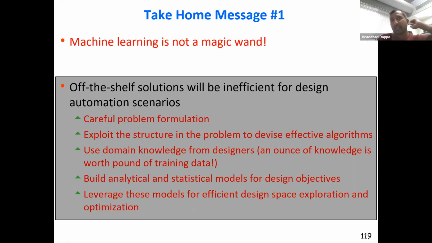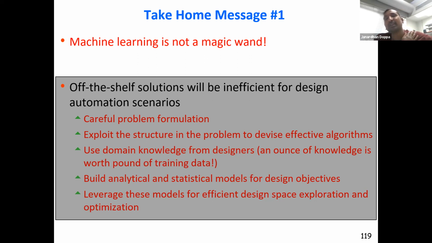So with that, we are probably close to the end of the educational tutorial. The first take-home message I would give is that machine learning is not a magic wand. If you think that machine learning is magic, that you just tell it the design optimization problem and it will solve it, that's not going to happen. There is still quite a bit of gap in terms of the automation tools before machine learning can be used off the shelf.